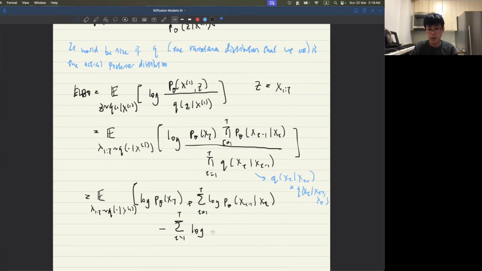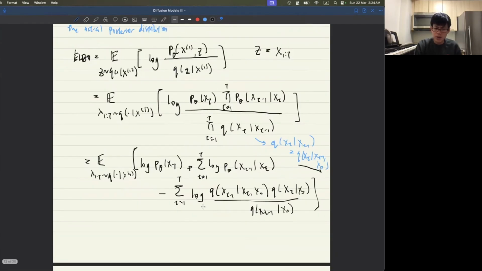So over here, we can write it as the log of, by applying Bayes' rule to this term, which is conditional on x_{t-1} and x_0, we would get q of x_{t-1} given x_t and x_0, times q of x_t given x_0, over q of x_{t-1} given x_0.